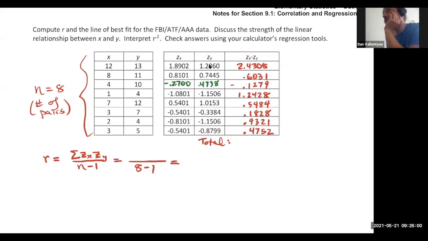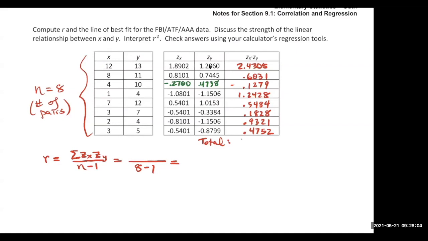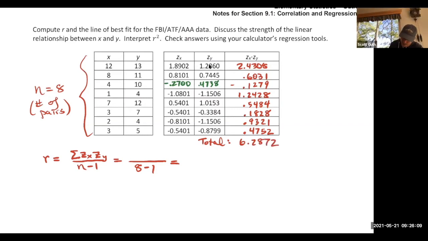Does anybody agree with 6.2872? I got the same thing, yeah. Thank you so much. Now that's going to put us in line with what we mathematically know must be true. 6 divided by 7 is going to be less than 1.